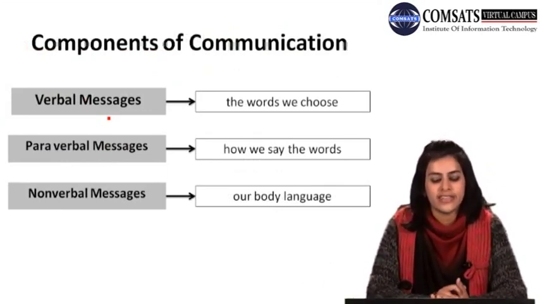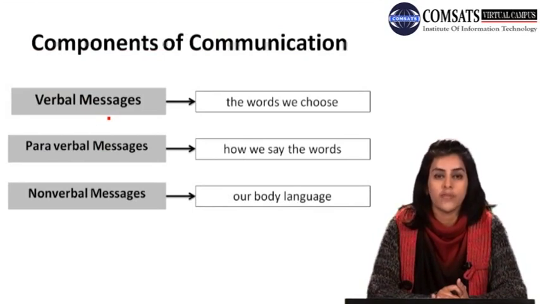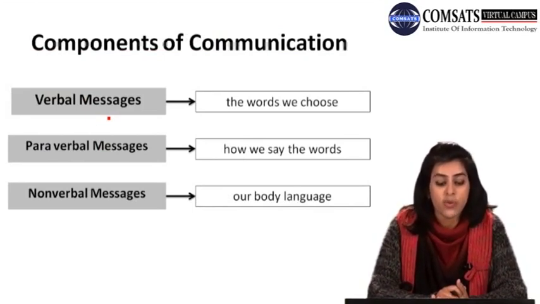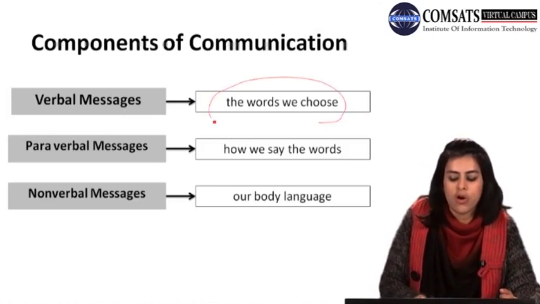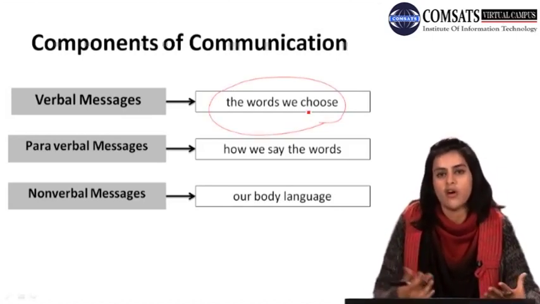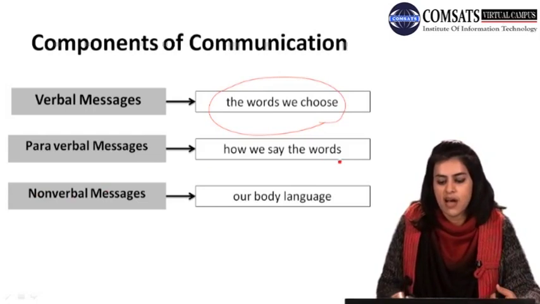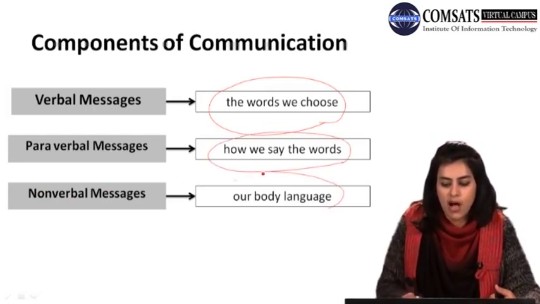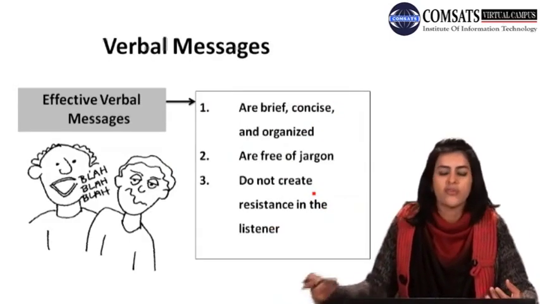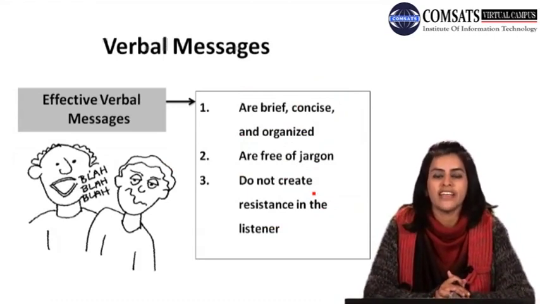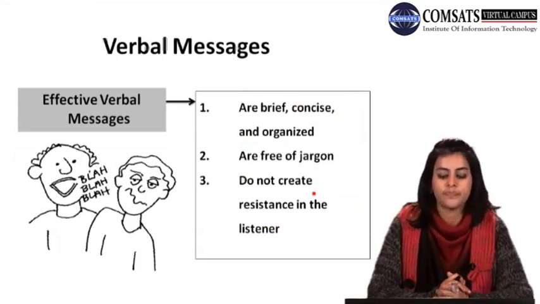Now that we have already discussed some of the components of communication, that is verbal and non-verbal, there is one third element, that is para-verbal. Now let's try to see their definitions again. Verbal messages are the words that we choose for conveying our message. Para-verbal messages are how we say the words, and non-verbal messages are how our body language is going to react towards the situation.